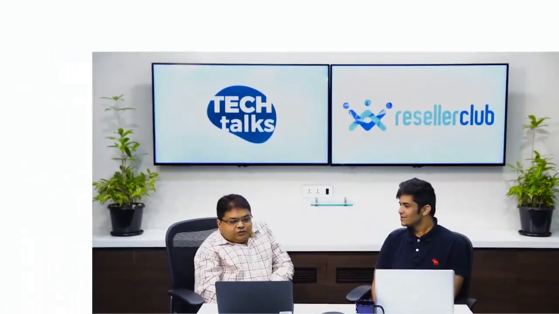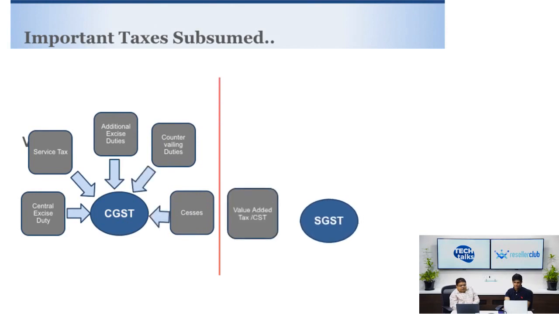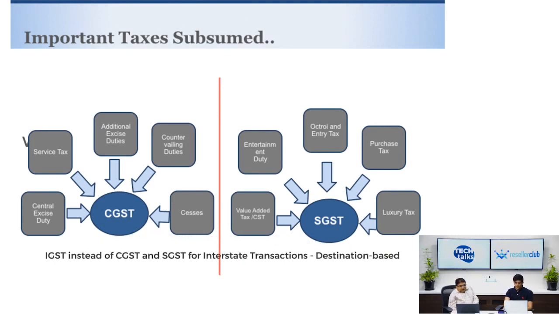If you look at my third slide, it shows what all taxes are going to be subsumed under the GST regime. On the central side, earlier it was central excise duty, service tax, additional excise duties, CVDs and cesses which are being levied by the central government on all the supplies and manufacturing. That is going to be subsumed under the GST regime. On the state side, we have octroi, entertainment, value added taxes, purchase tax, and all the taxes which are going to be subsumed under the GST regime.